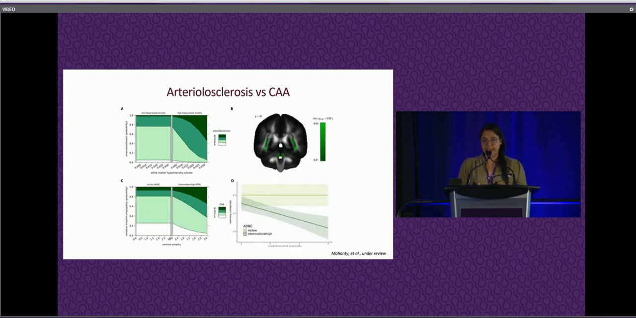When we look at CAA, we observed that diffusion changes in posterior and cerebellar tracts in the brain were associated with greater severity of CAA, and greater CAA and having a greater AD neuropathologic change was also associated with greater cortical atrophy as well as poorer memory scores.